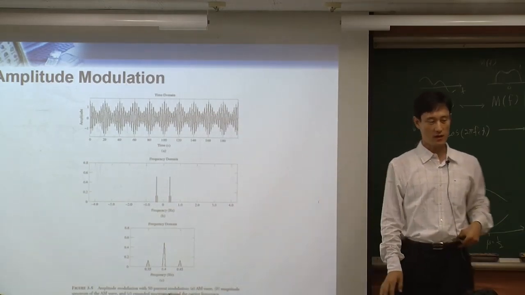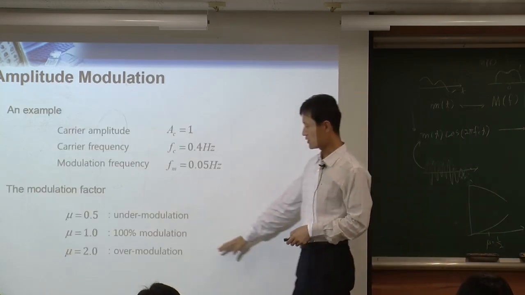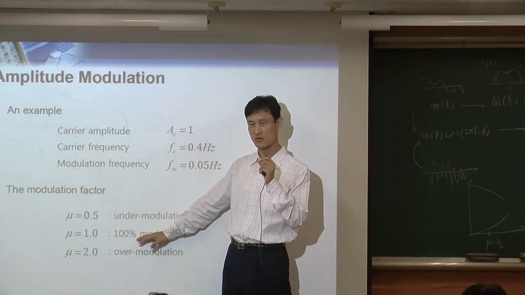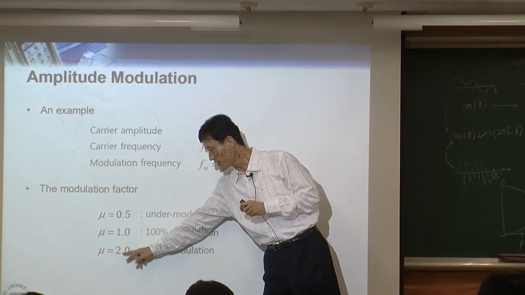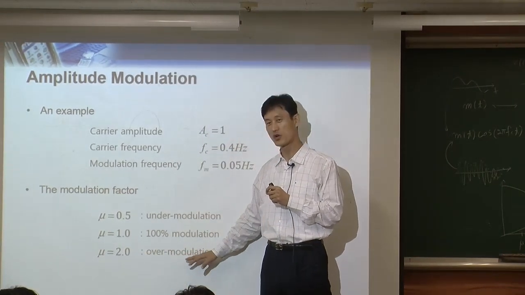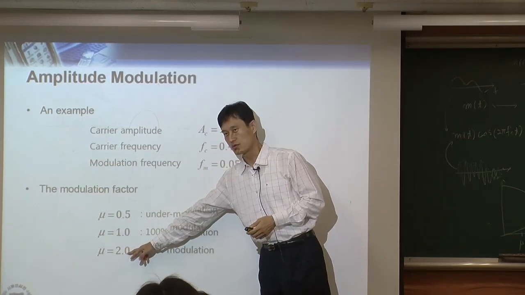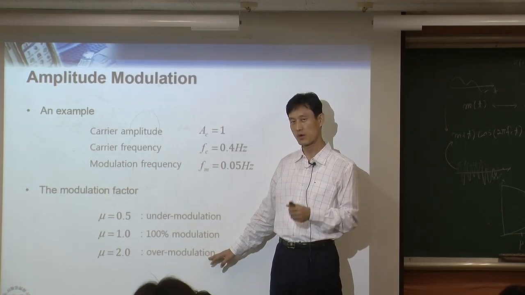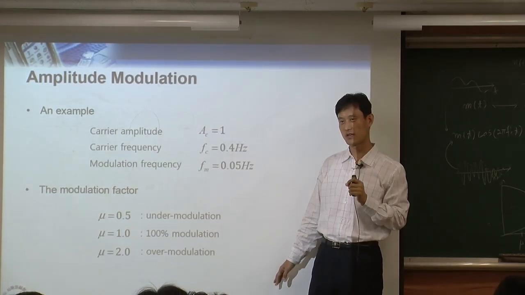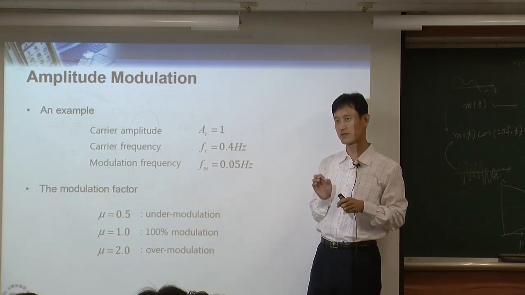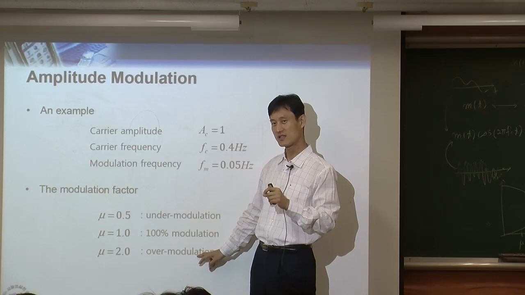So what would be the best selection? Most likely, this one, 100% modulation, would be a good selection, right? If you choose very high mu, over modulation, let me do it again. Mu equal to 2. In this case, it's over modulation. What was the problem? You cannot use the envelope detector because you will see phase reversal in time domain. But the good thing is, you're wasting less energy.